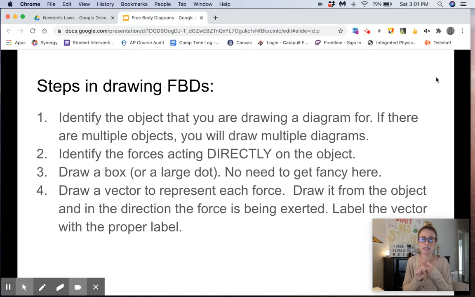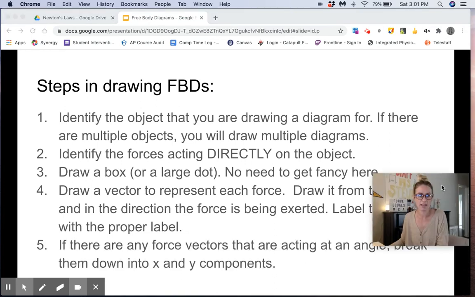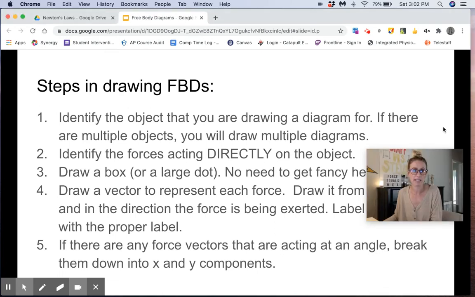Now you're also going to label the vector with the proper label, and it is important that you draw the magnitude of the vector, so the length of the vector, to kind of match the magnitude of the force. So if you have a bigger force in one direction, that arrow will be bigger than the other arrows. And then last but not least, if there are any forces acting at an angle, you want to break them down into their X and Y components. We'll talk about that more in another video in this module.